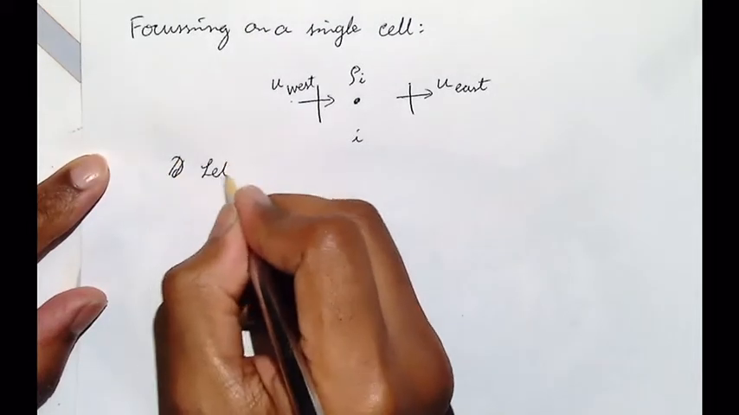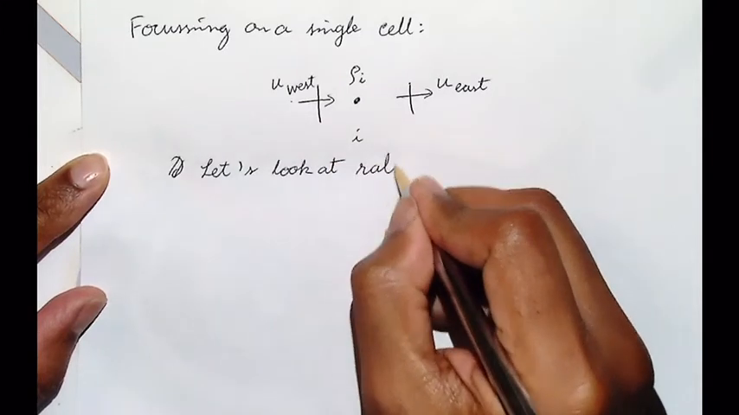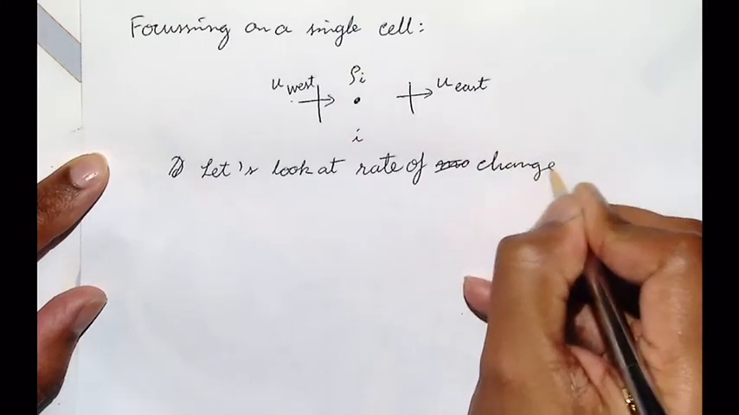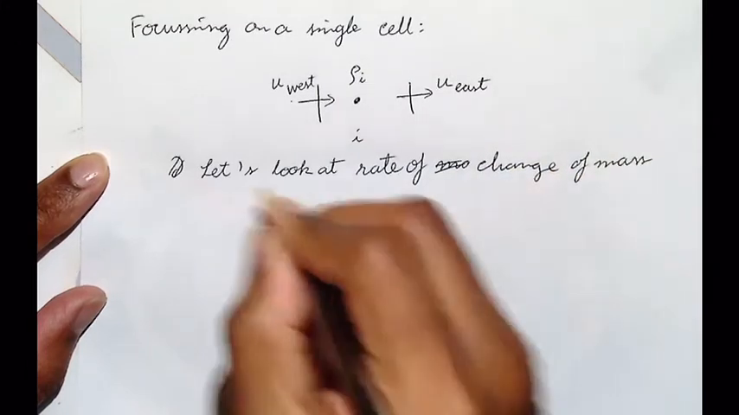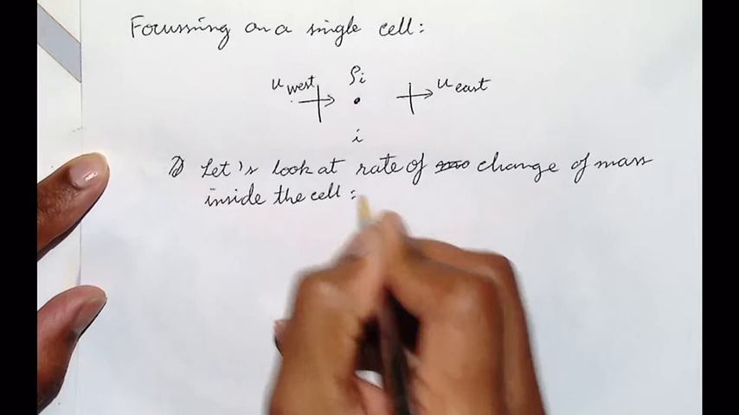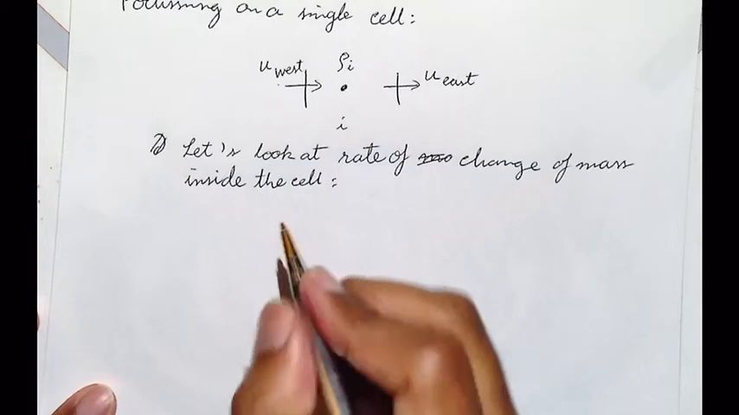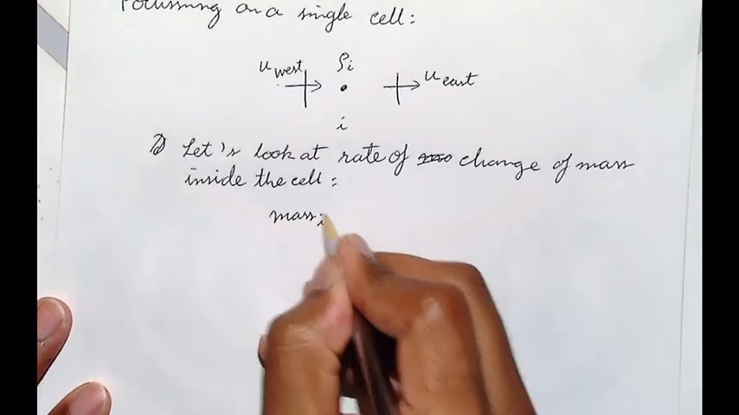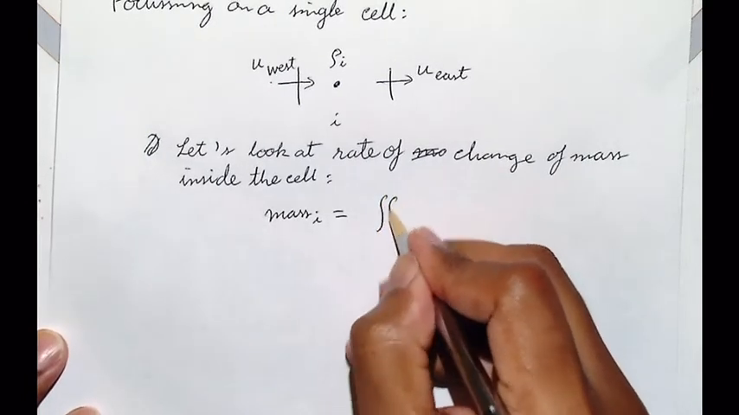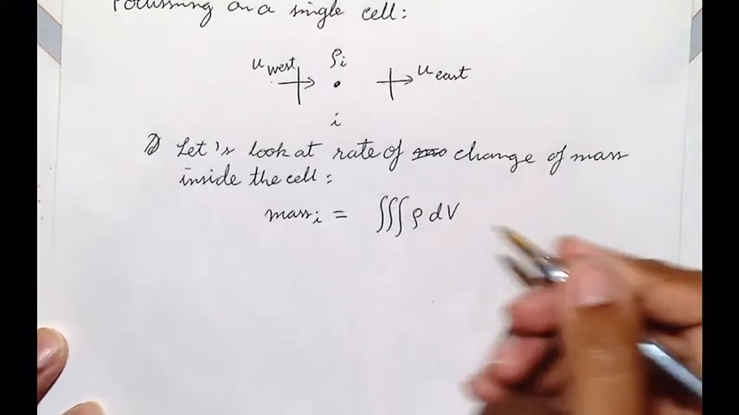So let's look at the rate of change of mass inside the cell. How can I write mass? What will the mass be? Is it rho I times V I? Yeah, rho dV.